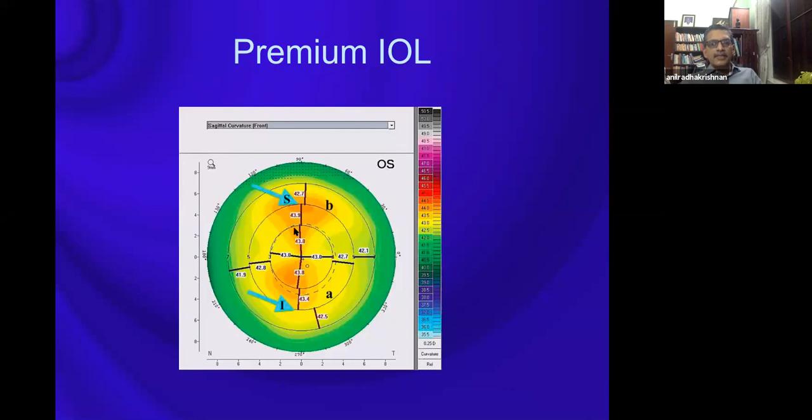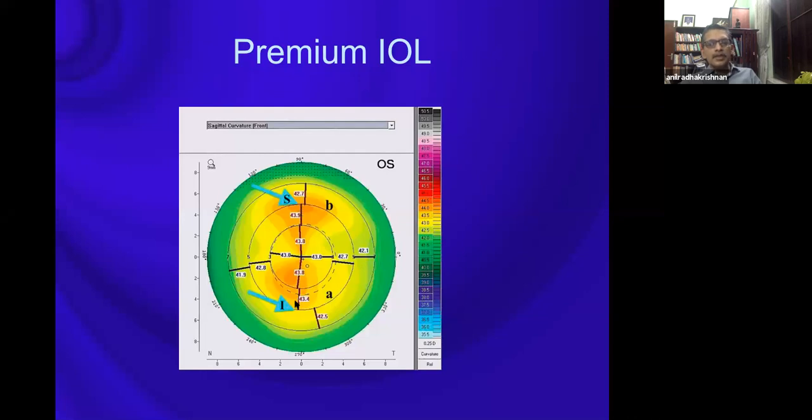At the same time, this patient has astigmatism. You know that the two bows of the tie are there, and they are in one line. If you look at this area versus this area, you have to look at the superior versus inferior area, at one particular point you have to see.